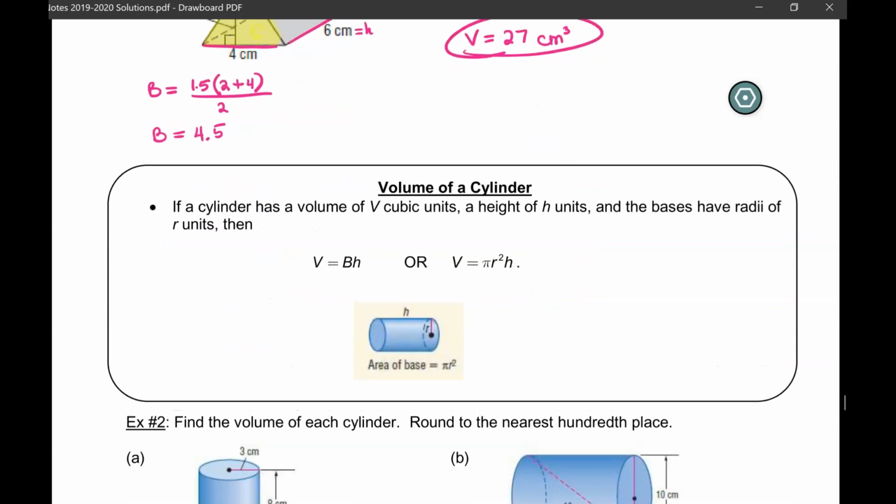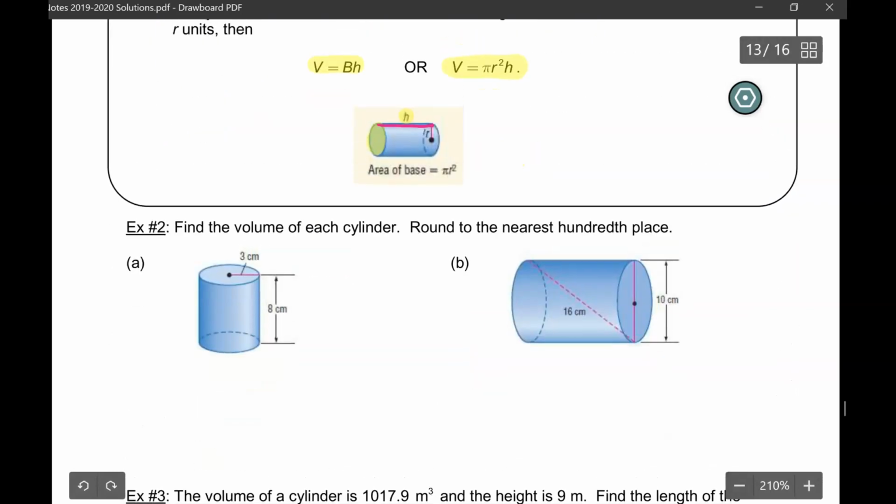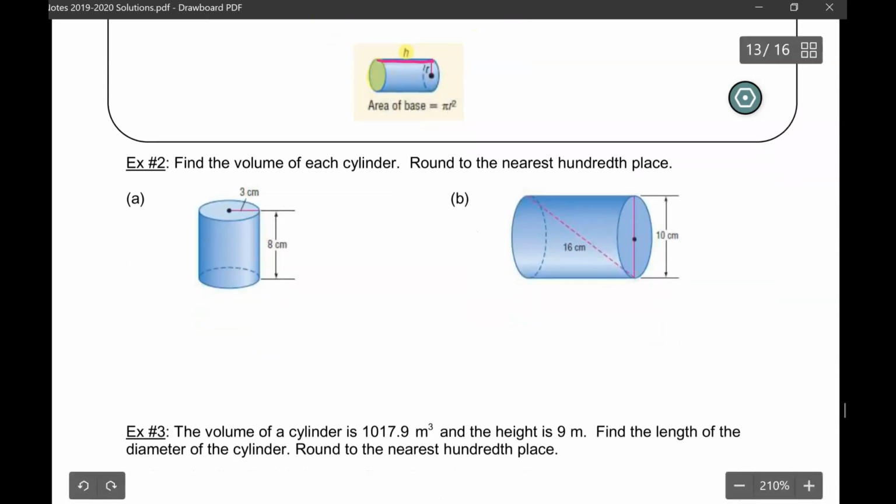Okay, next we have volume of a cylinder. Volume of a cylinder is exactly the same thing as volume of a prism, it's really area of the base times the height. Of course, in a cylinder, we always have a circular base, so we could just remember that it's pi r squared times the height. Again, the height is always going to represent that distance between the two bases, which are circles. Okay, find the volume of each cylinder, round to the nearest hundredth place.